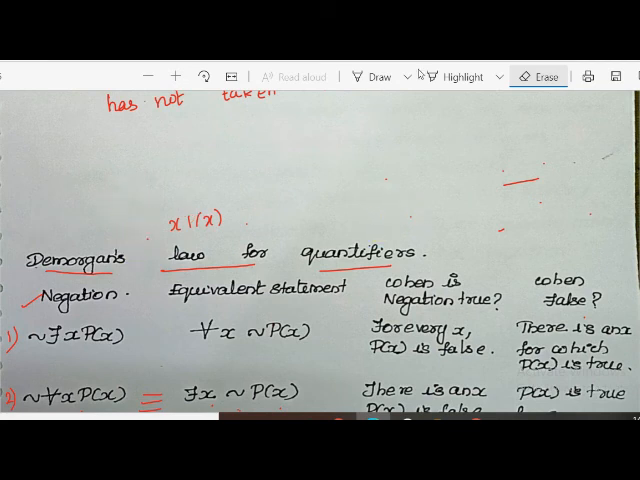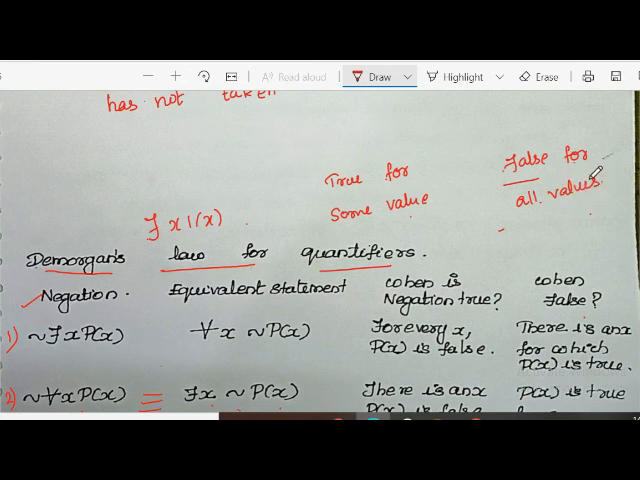So now listen here, for there exists, we say that it is true for some values. This is the condition for this, some values, and it is false for all values of x. False for all values. So like this we are taking. So negation of there exists means this true should become false and this false should become true. So here see here, for every x, for all values of x, the statement should be false.